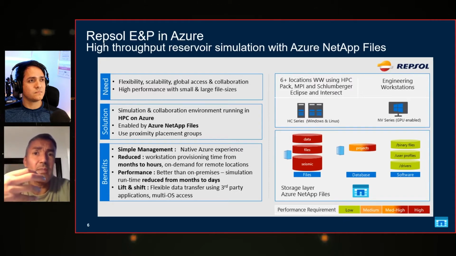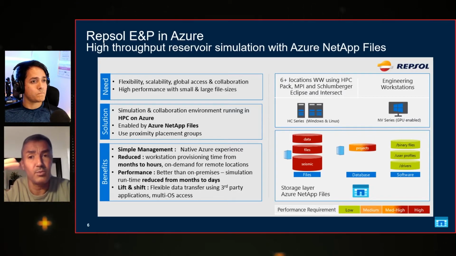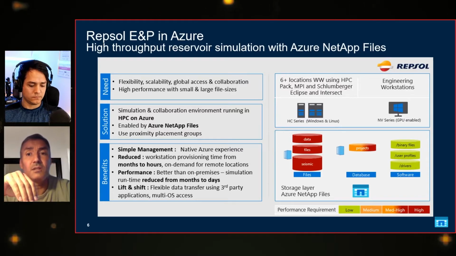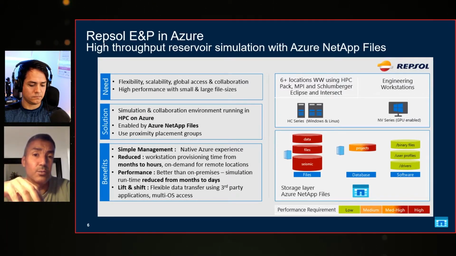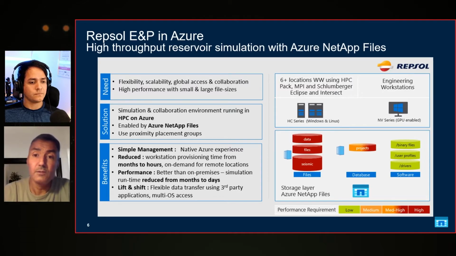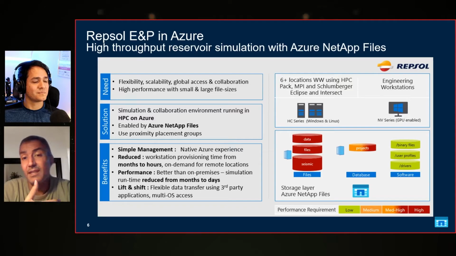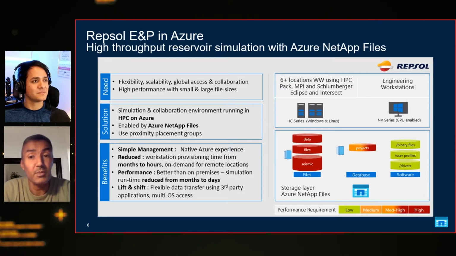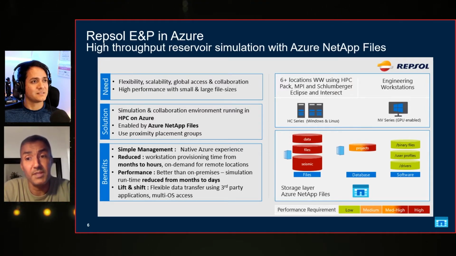So they approached Microsoft and asked for a solution in Azure that would solve their problems and provide the right performance, with low simulation runtimes, high throughput and low latency. And Azure NetApp Files was the lifesaver here. Azure NetApp Files could, of course, provide far better performance than what the IaaS solutions were providing, and even better performance than what they had on premise.